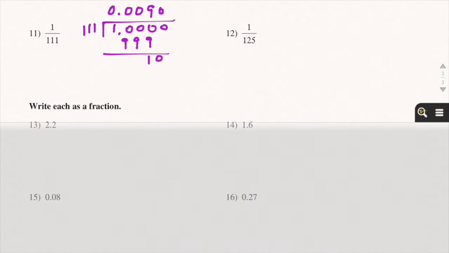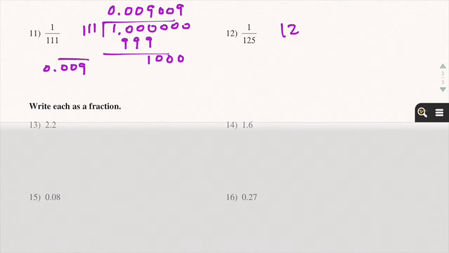Bring down another 0, we get 10. 111 goes into 10 0 times, bring another 0 down, we get 100. 111 goes into 100 0 times, bring down another 0. 111 goes into 1,000 9 times, and as you see, this one's going to repeat also. So 1 over 111 equals 0.009 repeated.